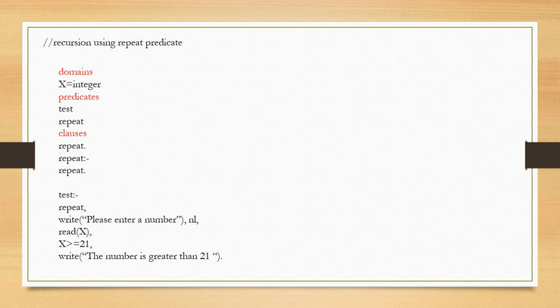The next one is test with a rule sign. Again there is a repeat. In the next successive line is repeat, comma, write "please enter a number". This is always going to be true. Repeat is also a statement that's always going to be true as per the rule sign, as repeat is a fact, and a fact is always in the database, and a fact is true.